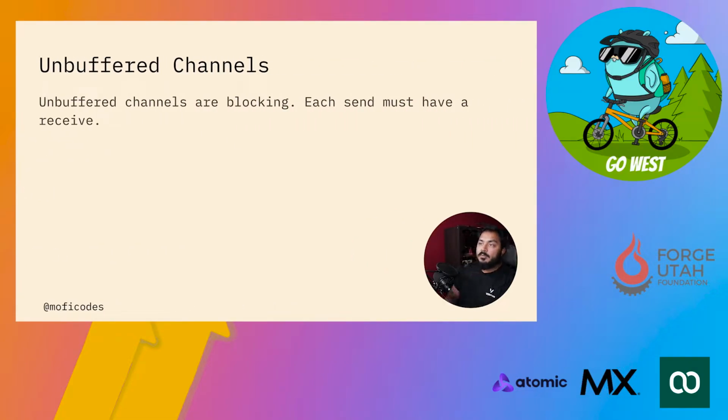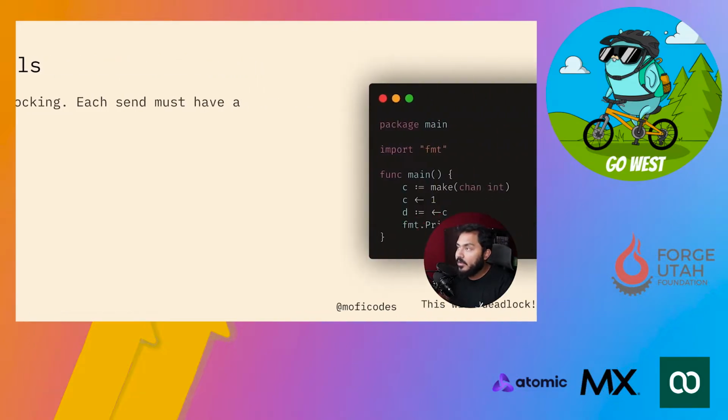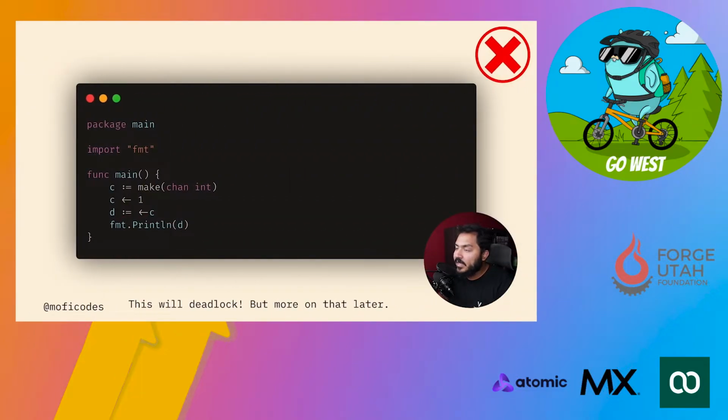So let's talk about unbuffered channels. Unbuffered channels are blocking. Each send must have a receive. An unbuffered channel is one where you don't really have any extra capacity. Every time you want to send something, someone on the other side has to receive it for you to be able to send it. For example, this is an example of an unbuffered channel.